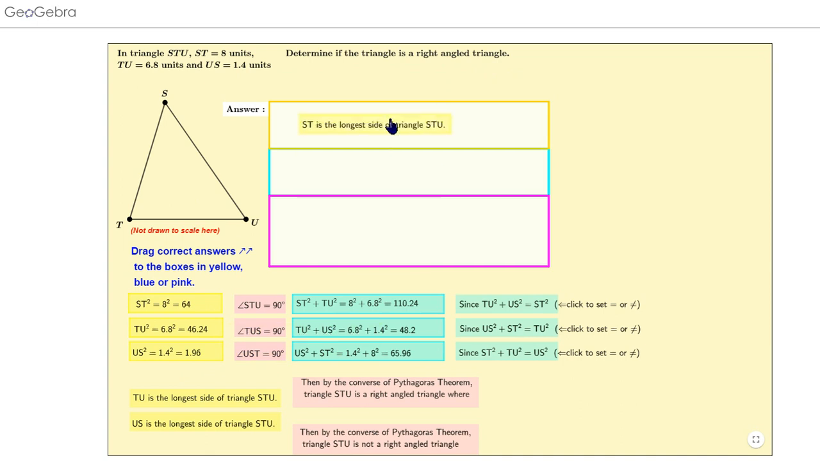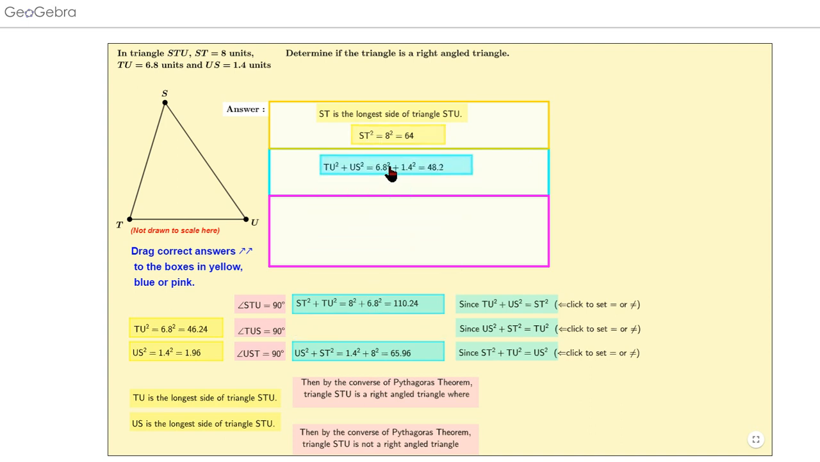If ST is the longest side of the triangle, then the square of the longest side is 64. Now the blue box is for you to drag the sum of squares of the remaining two sides. Let's compare the two values.